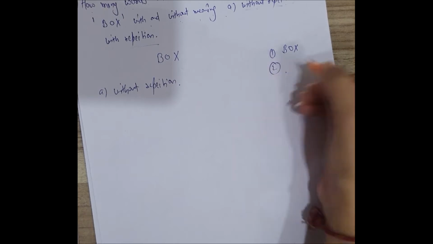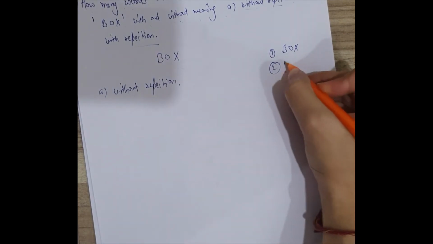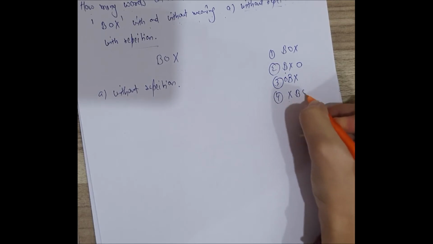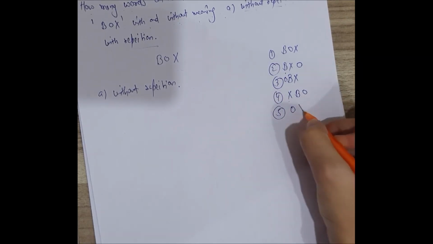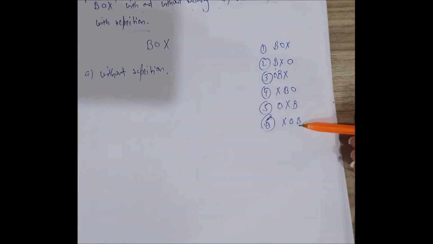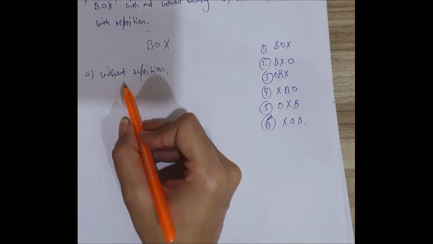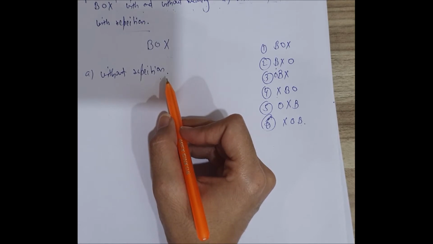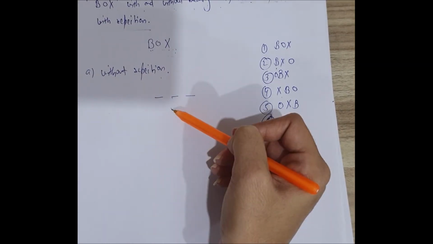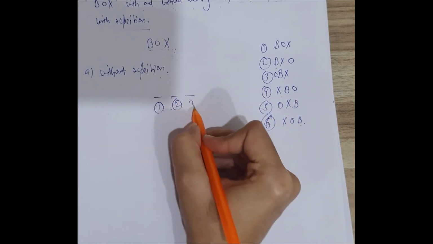now see how many words can be formed like this. These 6 cases can be possible. Now solve it using the permutation combination concept. This word is of 3 letters. It means that the new word that can be formed will also have 3 letters. This is first letter, second letter, third letter.